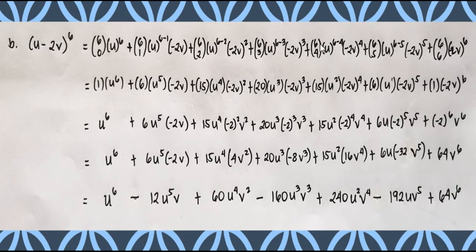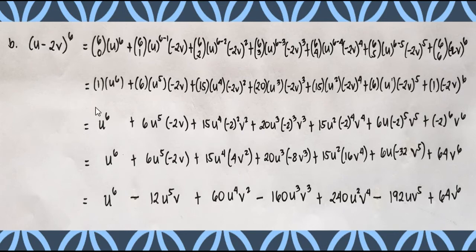Plus 6 taken 4 at a time is 15, u squared, from 6 minus 4, times negative 2v quantity to the power of 4, plus 6 times u, 6 minus 5, so u to the power of 1, times negative 2v quantity to the power of 5, plus 6 taken 6 at a time, that is 1, times negative 2v quantity to the power of 6. Okay, it's 6 here.